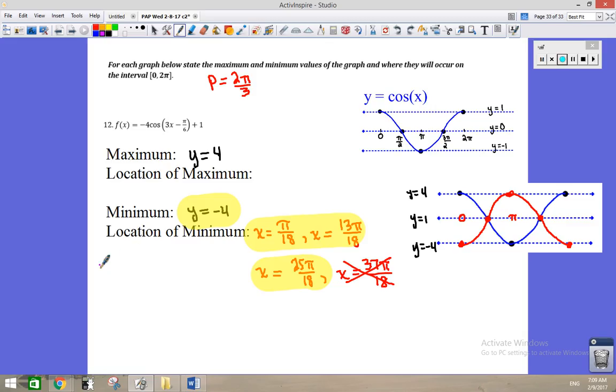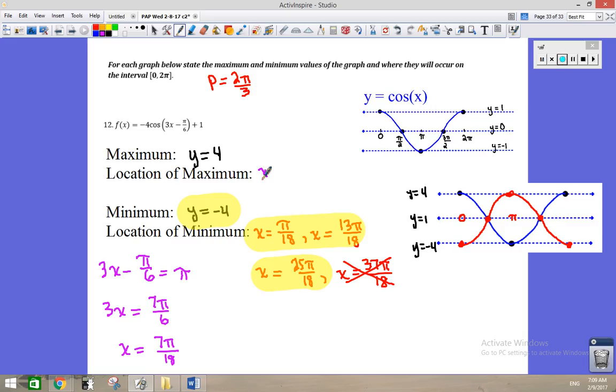So if I replace this 3x minus pi over 6 with pi, then I know when I plug it in and do this arithmetic, it's going to end up at a maximum value of 4. So let's figure out what x will cause this to be pi by solving this equation. If we add pi over 6 to each side, we'll get 7 pi over 6. And if we divide by 3, we'll get 7 pi over 18.